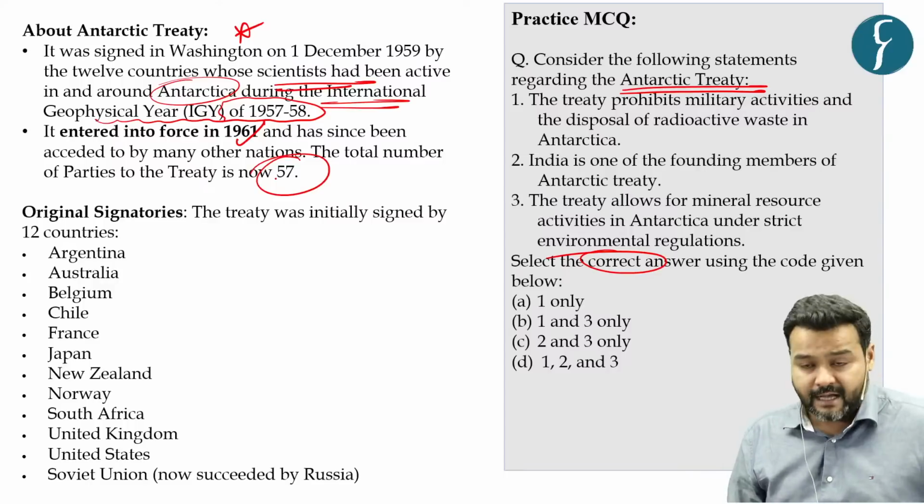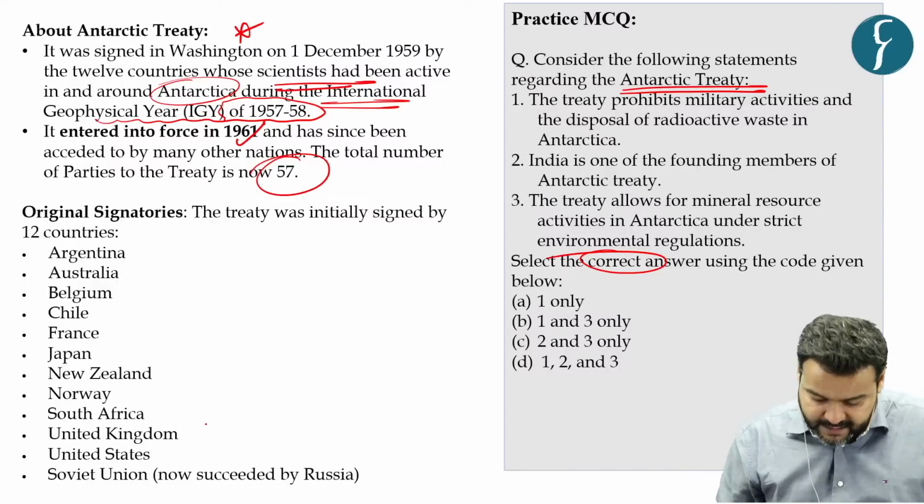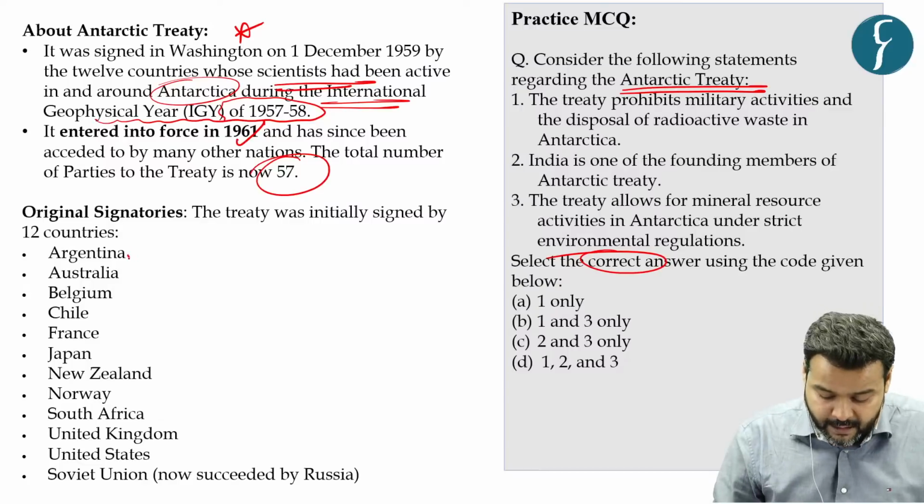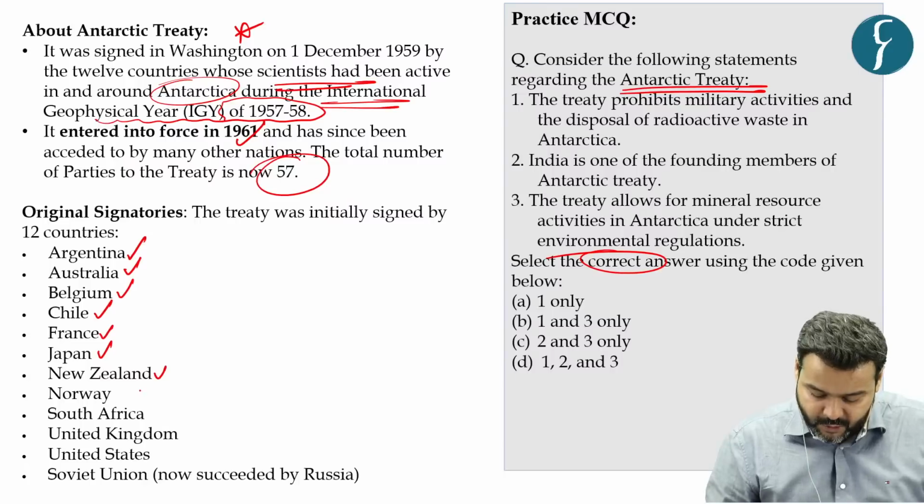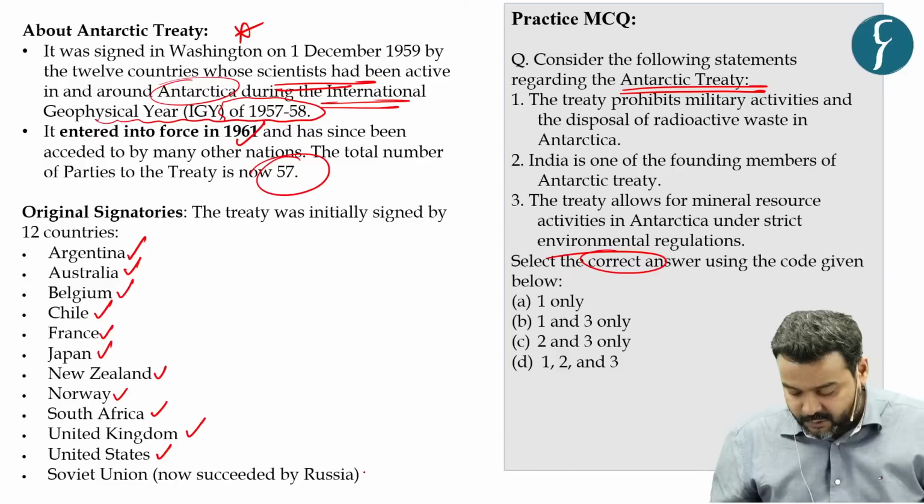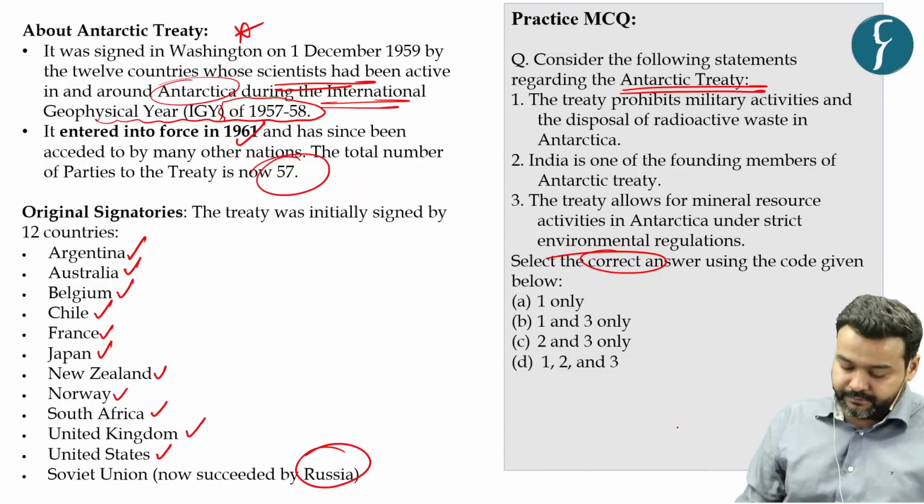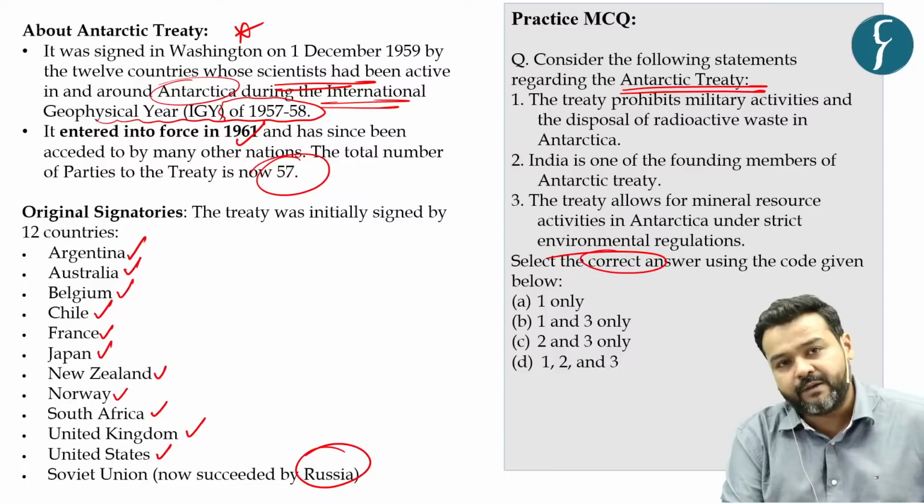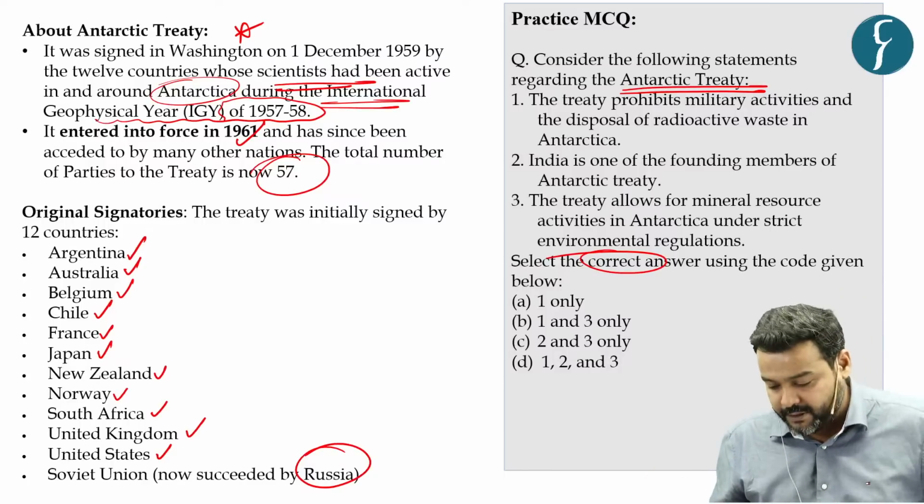The member parties are now 57. These are the 12 countries you can term founding members: Argentina, Australia, Belgium, Chile, France, Japan, New Zealand, Norway, South Africa, United Kingdom, United States, and the erstwhile Soviet Union, and Russia is the present-day member. So USSR was a founding member, Russia is the present member.